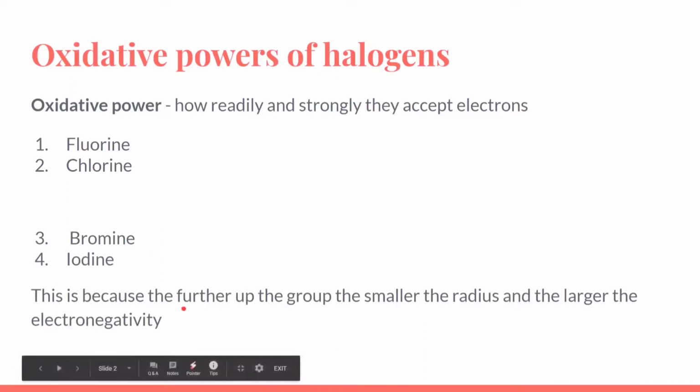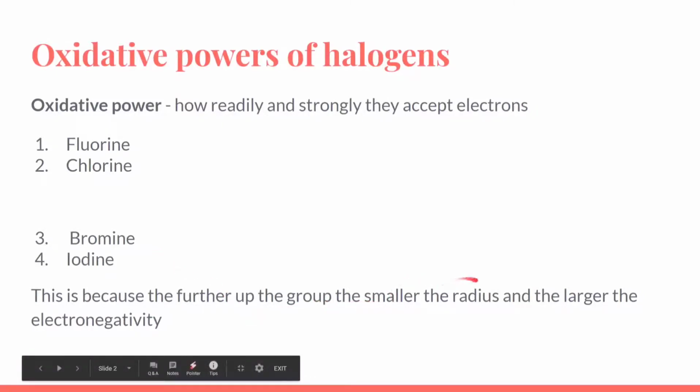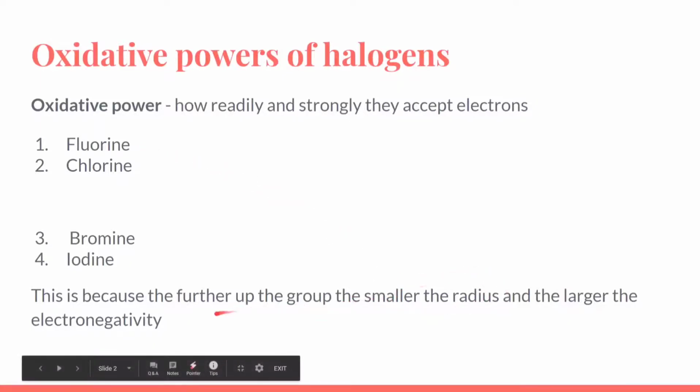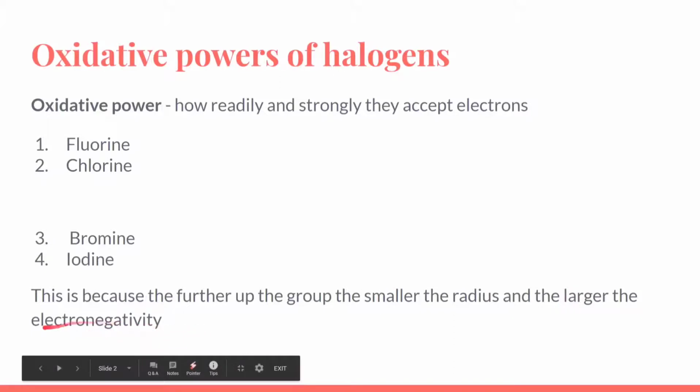And this is because as you go further up the group, the radius of the halogens is smaller. So fluorine has the smallest radius of the halogens, and this is because it has the smallest number of energy levels. And the smaller the radius of the atom, the larger the electronegativity, because the electrons will be closer to the nucleus and the nuclear attraction will be stronger.